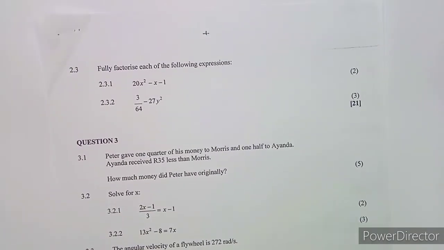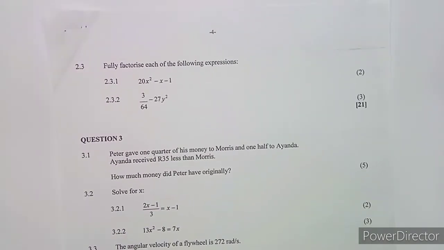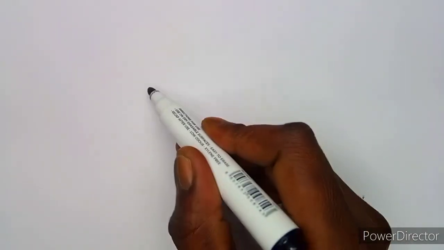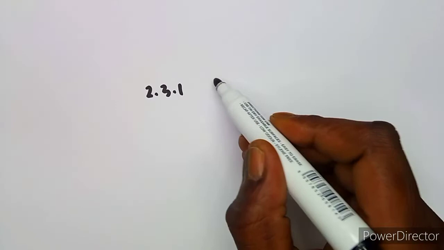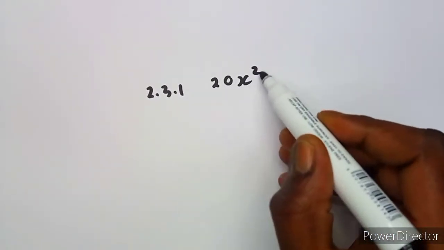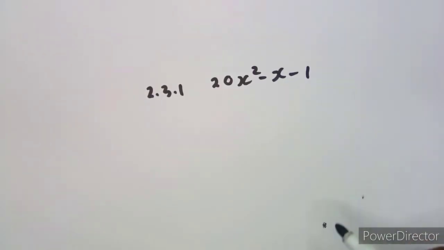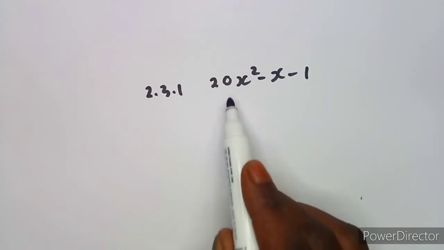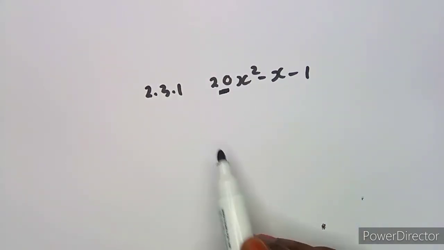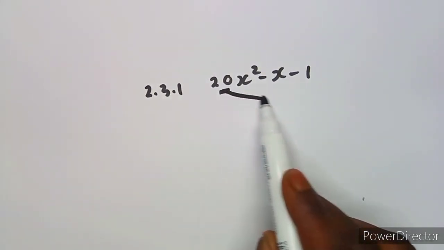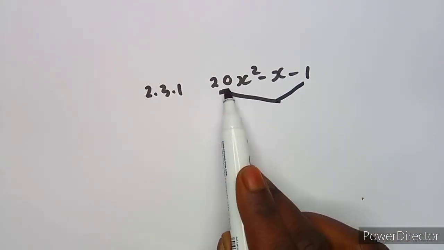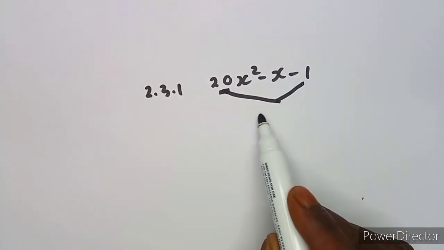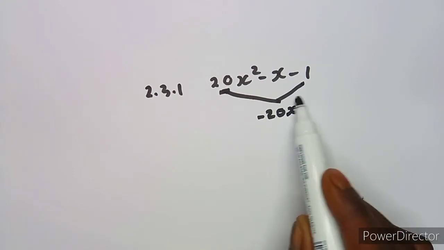And on 2.3 we are then given to fully factorize each of the following expressions, which is 2.3.1. So we are given 20x squared minus x minus 1. So remember, guys, whenever you are working with quadratic expressions like this, as you can see, the coefficient of x squared is not a 1, it's a number. So you have to multiply the first term and the last term, which is 20 times minus 1, that's minus 20x squared.